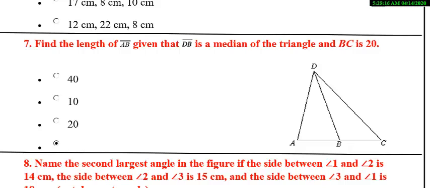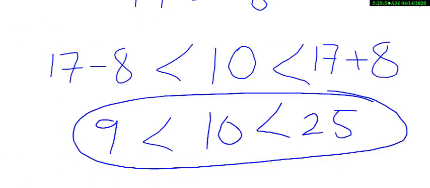Moving to question number 7, the question says to find the length of segment AB, given that DB is a median of the triangle and BC is 20 centimeters or 20 units. According to the given information, since DB is a median, that means B is a midpoint of AC. It means segment AB is congruent to segment BC, which is 20. So the correct answer is number C, which is 20. The answer of question number 7 is 20.